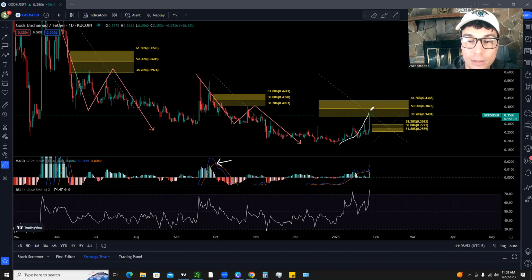So if you're riding this momentum, now's a good time to set a stop loss, so that way you can protect your trade and really capture those gains and not let those gains slip away.